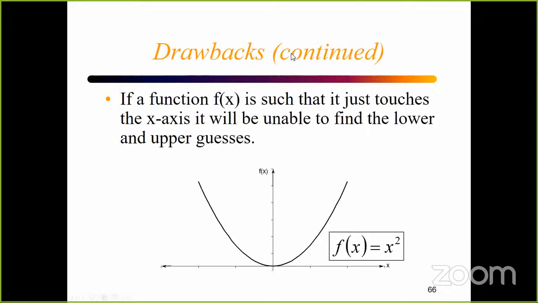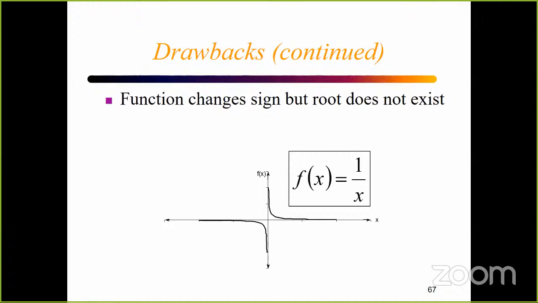See that. For example, if a function f of x is such that it just touches the x-axis, it will be unable to find the lower and upper guess. If this is the case, you can't make a guess actually. The f of a and f of b should have opposite signs. It should intersect and be on opposite sides. If the function is like f of x equal to x square, it is difficult to find the solution by the bisection method. Like if the function is of the kind 1 over x, or maybe 1 over minus x, certainly it is difficult. The root does not exist even though the function changes its sign. See that here to here it changes.